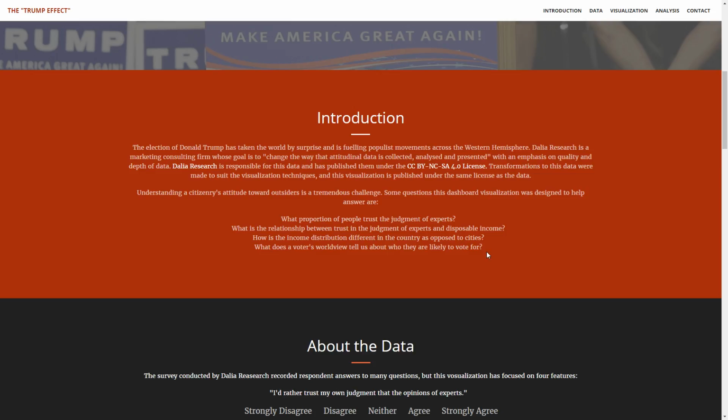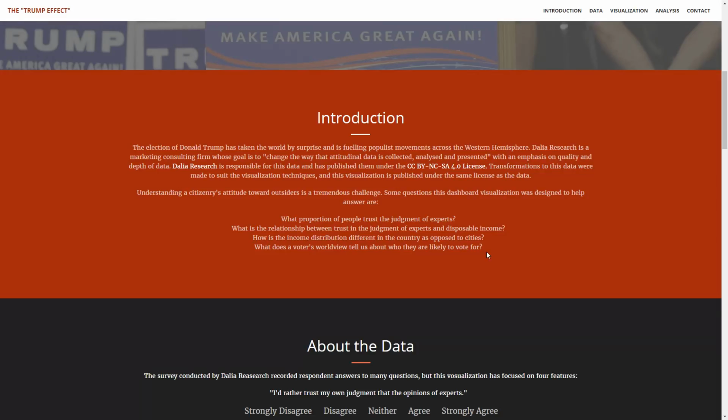First of all, the election of Donald Trump has taken the world by surprise and is fueling populist movements across the Western Hemisphere. Dahlia Research is a marketing consulting firm whose goal is to change the way that attitudinal data is collected, analyzed, and presented, with an emphasis on quality and depth of data. So basically their thing is that they design surveys specifically for data visualization, with informative and well-created questions.